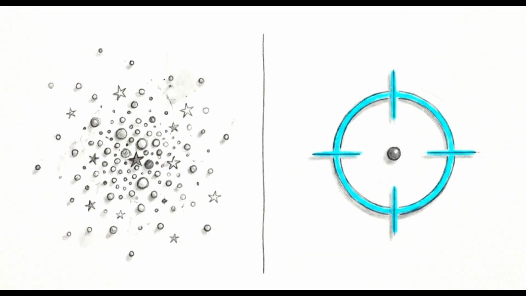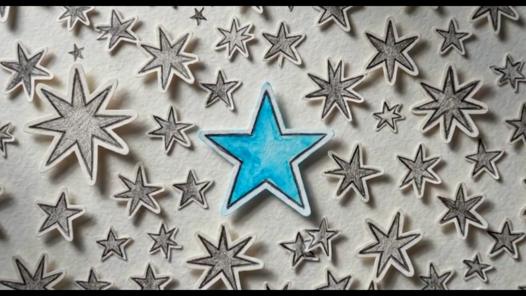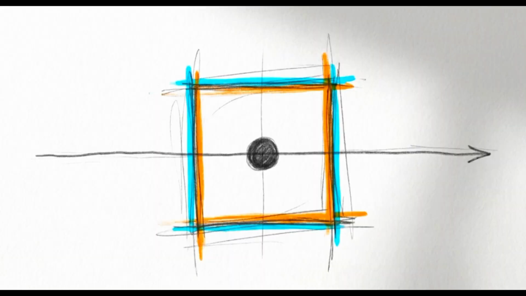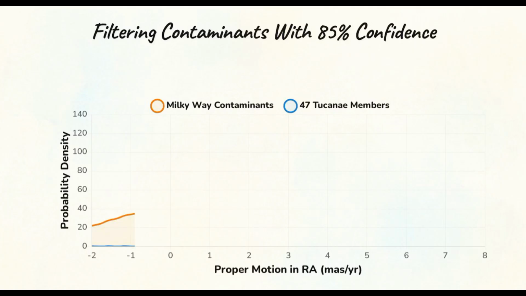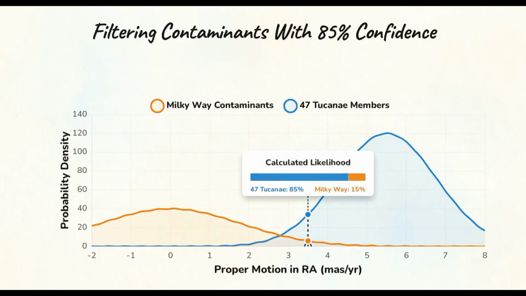Defining the three populations is only the first step. The ultimate objective is to look at a single star and confidently determine which group it belongs to. We do this using the algorithm's predict_proba function, which analyzes a star's specific velocity value on the x-axis. By measuring the relative heights of the overlapping curves at a precise coordinate, the model outputs a fractional likelihood. For example, a star moving at this exact speed has an 85% probability of being a cluster member and a 15% chance of being a Milky Way contaminant.